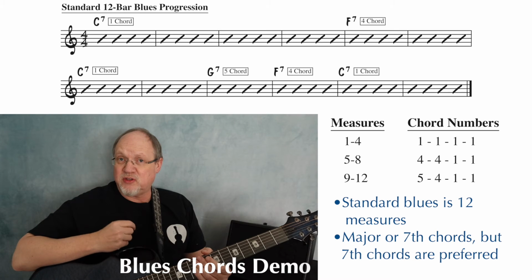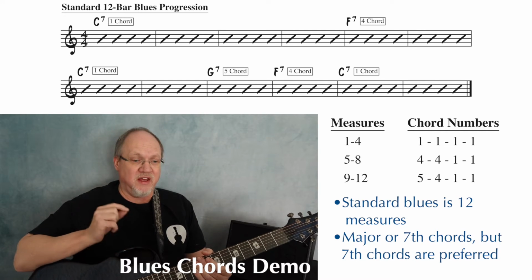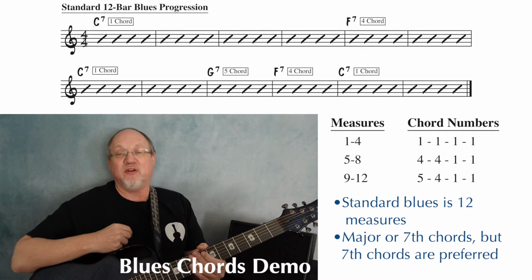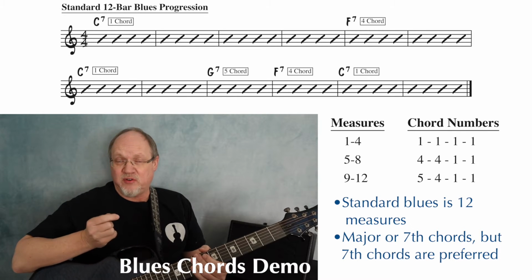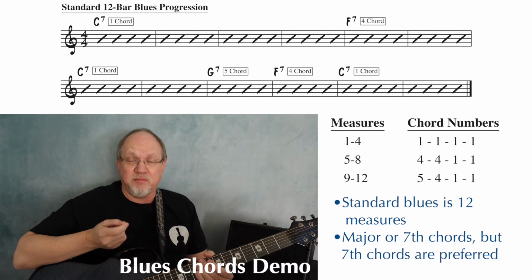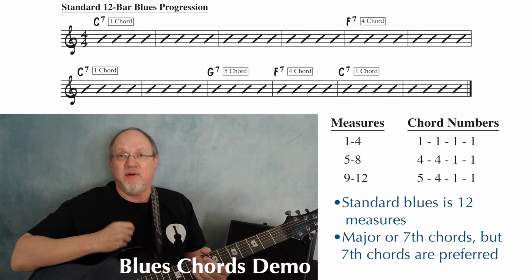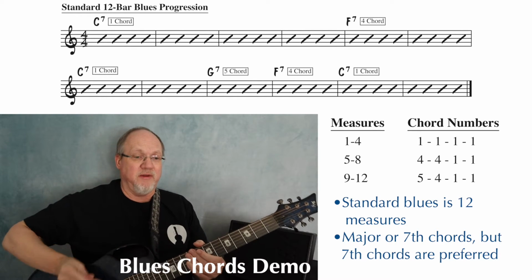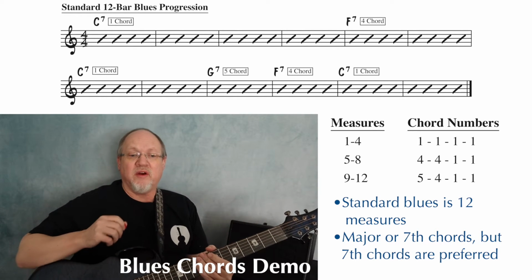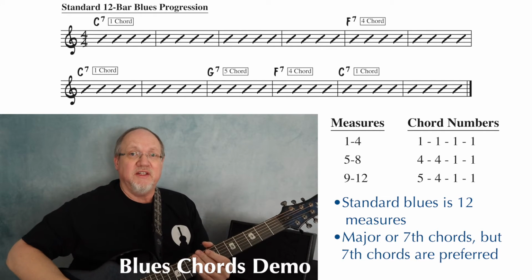A typical blues progression is 12 measures, and right here is a typical blues progression in C. Notice I've written all dominant 7th chords. You could play these as major chords as well, but dominant 7th chords are more common. Here's what it sounds like, and then we're going to talk about navigating these chords in just a minute.